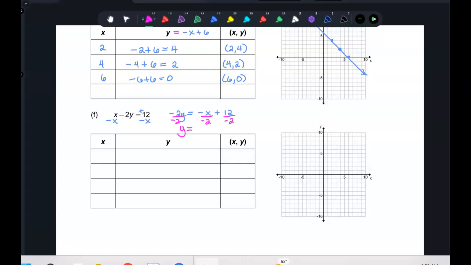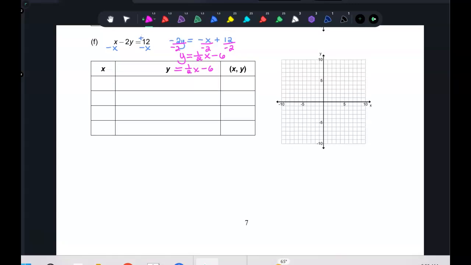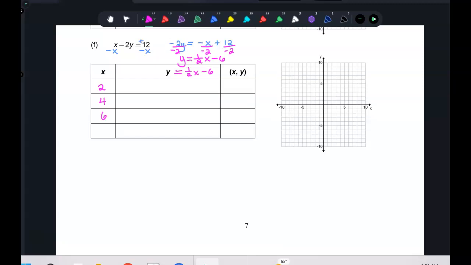Now this is the tricky part. I want to write this as a fraction. So when you divide by 2, that's the same as multiplying by 1/2. So for me, I get 1/2 x minus 6. Let's do even numbers again: 2, 4, 6. Because when we divide something by 2, it's the same as multiplying by 1/2. If you want to just leave it as x divided by 2, that's okay. If you prefer x over 2, that's fine.